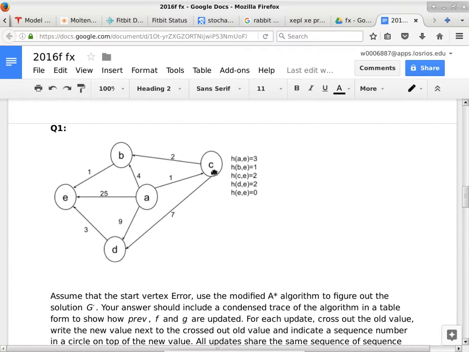Why is the heuristic from A to E... Say again? Why is the heuristic from A to E. You mean why is it 3? A to E? It's just because without looking up the edge, the estimate is 3. So the estimate is way lower than the actual cost of the edge.